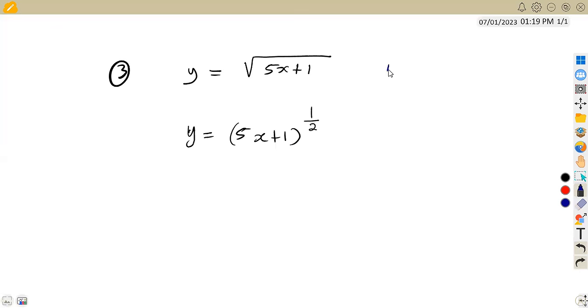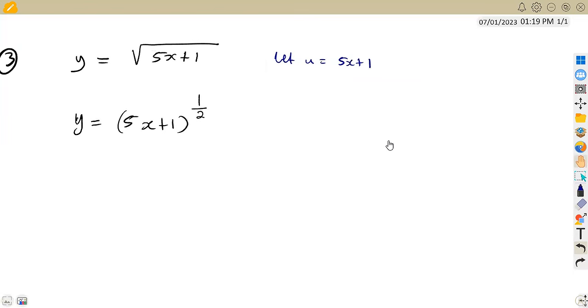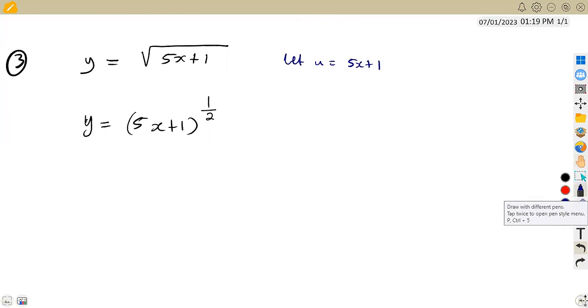So that means here, we are going to let our u be equal to 5x plus 1. The moment we let u be equal to 5x plus 1, I'm now rewriting my equation as y is equal to, this whole part is now represented by u, so it is going to be u to the exponent of a half.